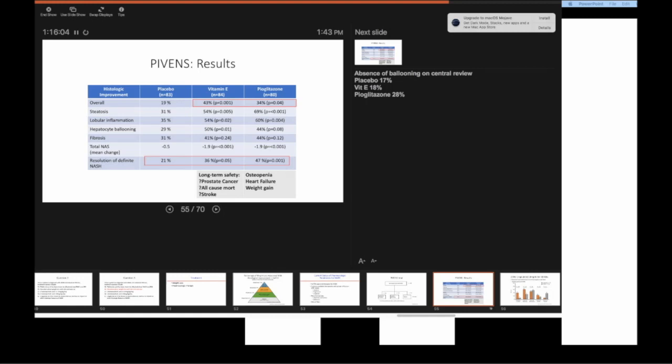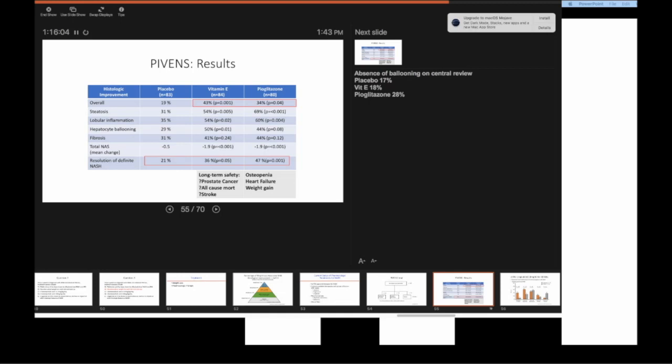So there was overall histological improvement compared to placebo with vitamin E and pioglitazone, but we had this high placebo effect. We see this in all the trials, like 10 to 20% response in our placebos. Resolution of definite NASH was greater in vitamin E and pioglitazone. And if you look at absence of ballooning on central review, it was 28% in pioglitazone, 18% in vitamin E, and 17% in placebo. I didn't put that on this slide, but as Benna mentioned, there are problems. Vitamin E has long-term safety issues: prostate cancers in men, all-cause mortality, and hemorrhagic strokes. So not as appealing as it used to be.